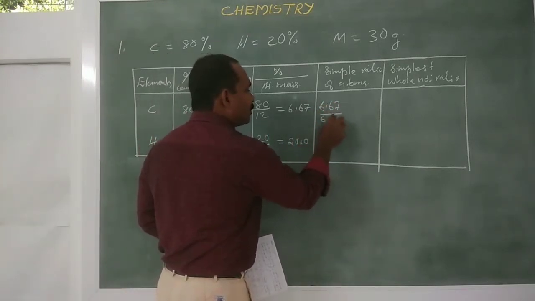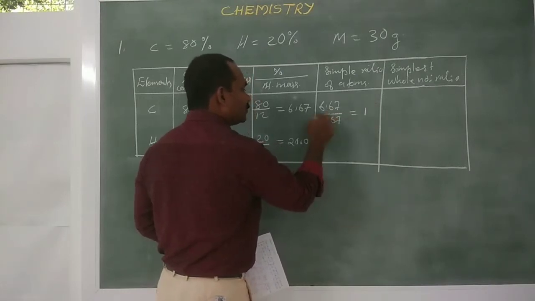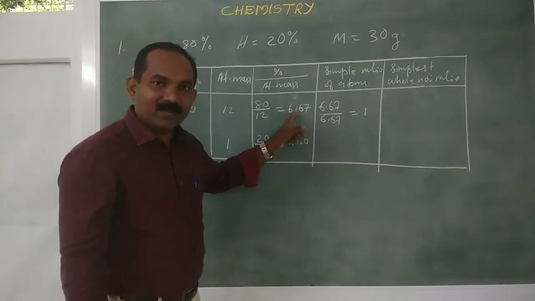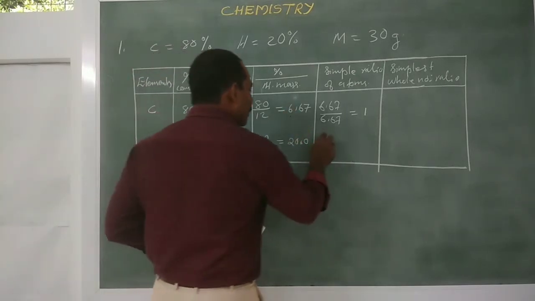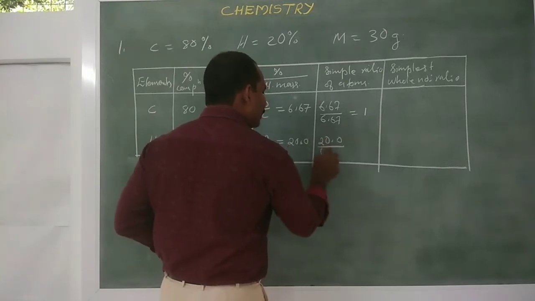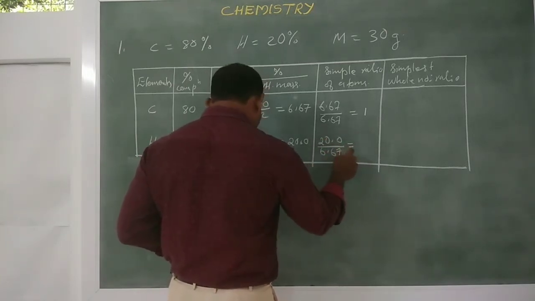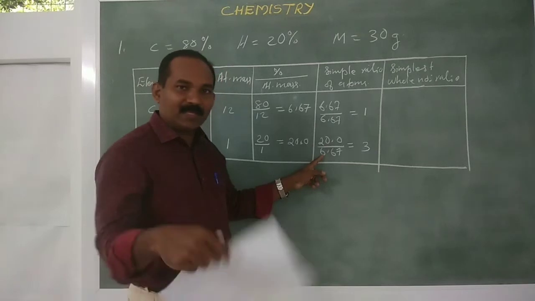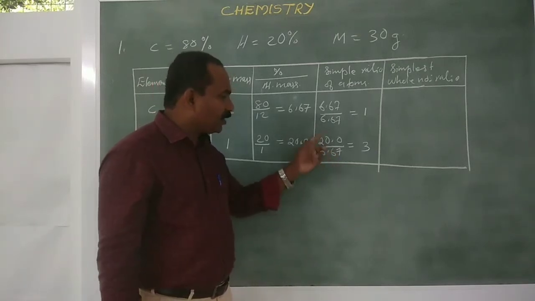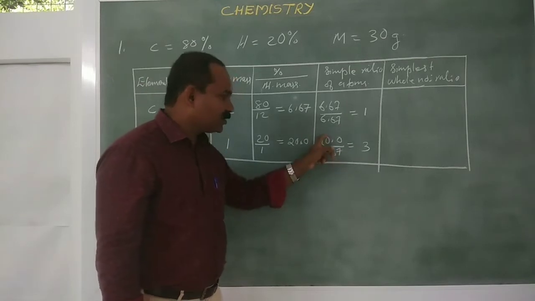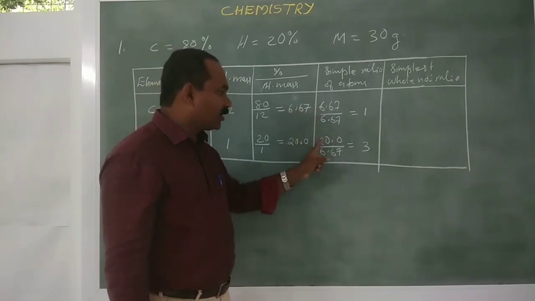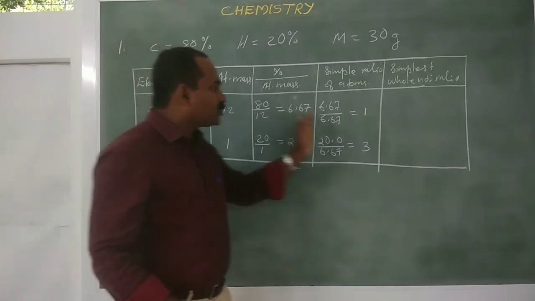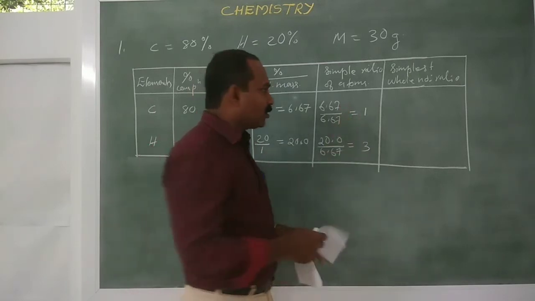6.67 divided by 6.67, that is equal to 1. Okay, smaller number 6.67 ആണ്, അത് വെച്ച് അതിനെ ഡിവൈഡ് ചെയ്യണം, ഇതിനെ ഡിവൈഡ് ചെയ്യണം. Then 20.0 divided by 6.67, that is 3. Simply divide 20 divided by 6.67. You get 3. It is also in a simple whole number ratio. Just copy it.